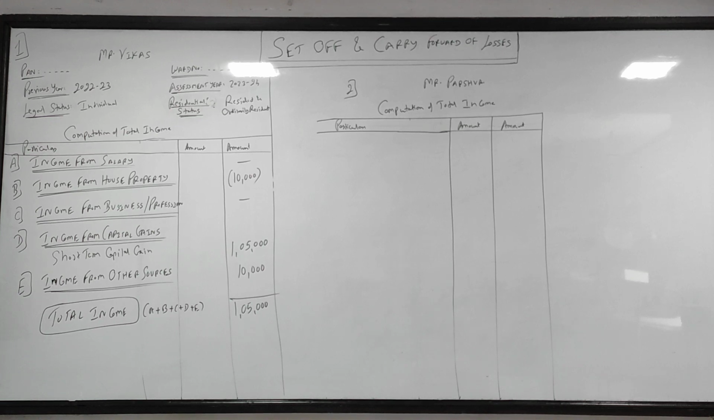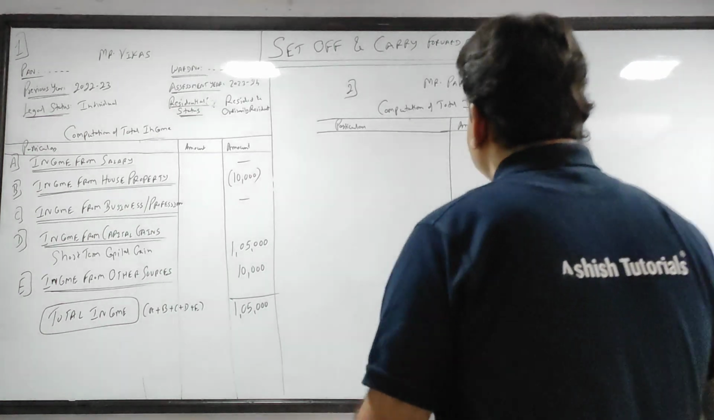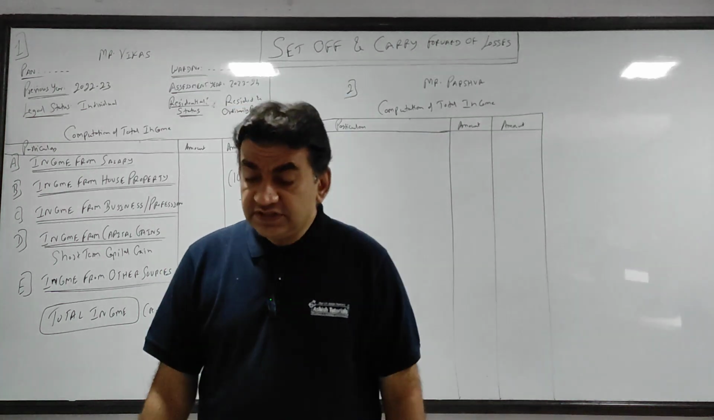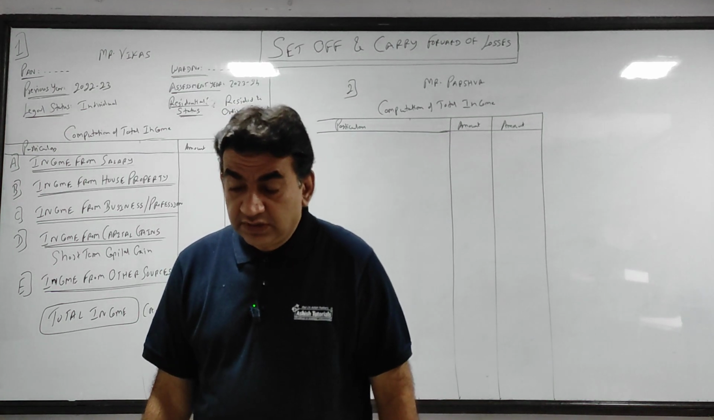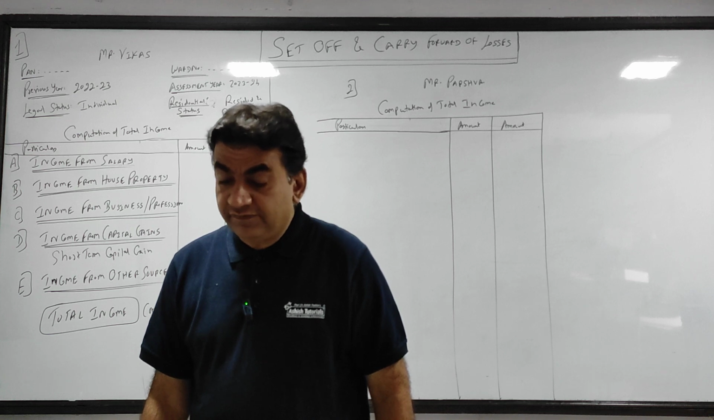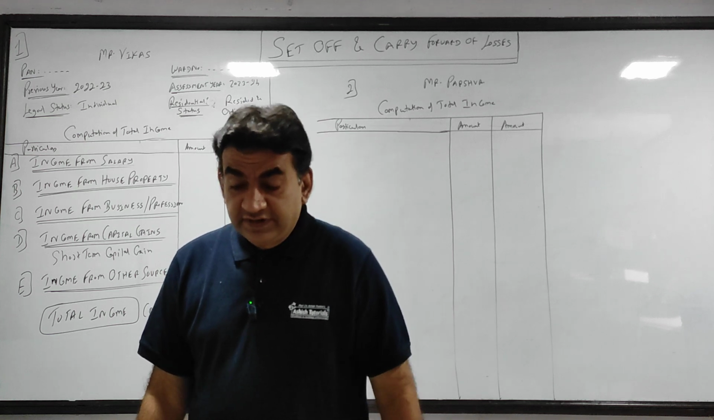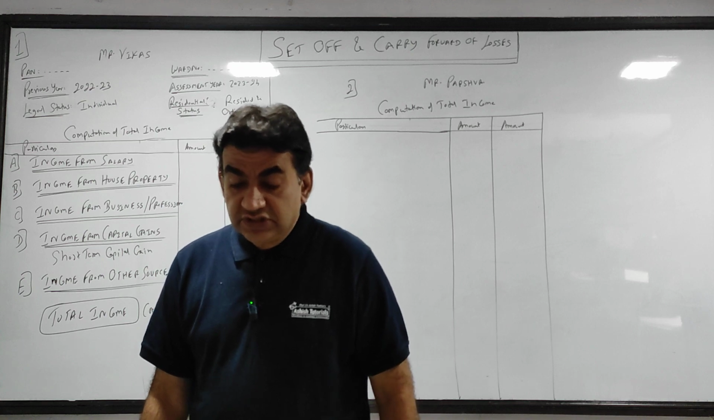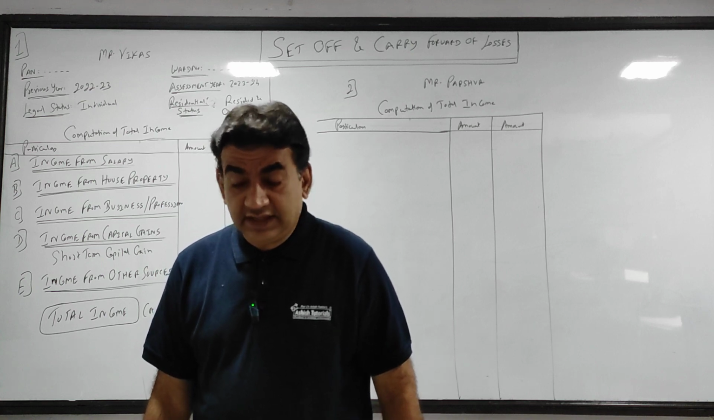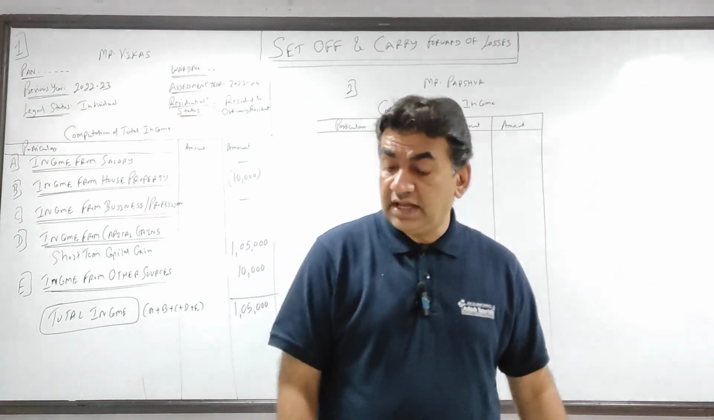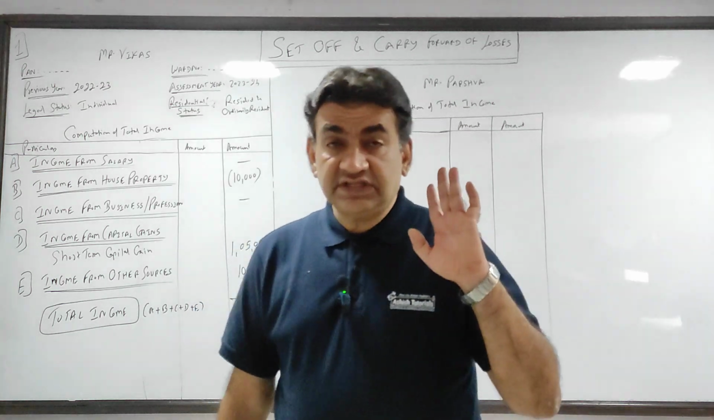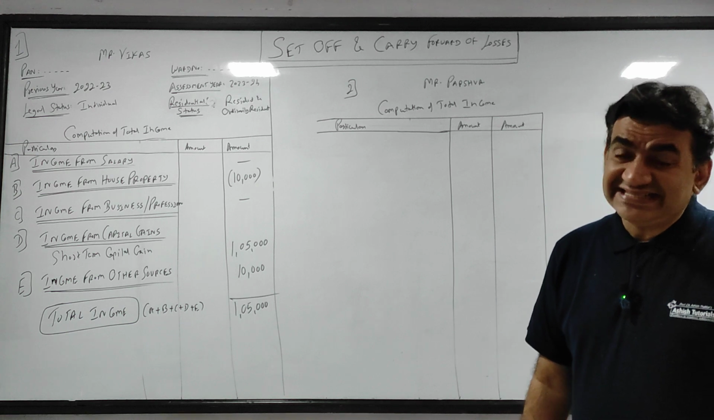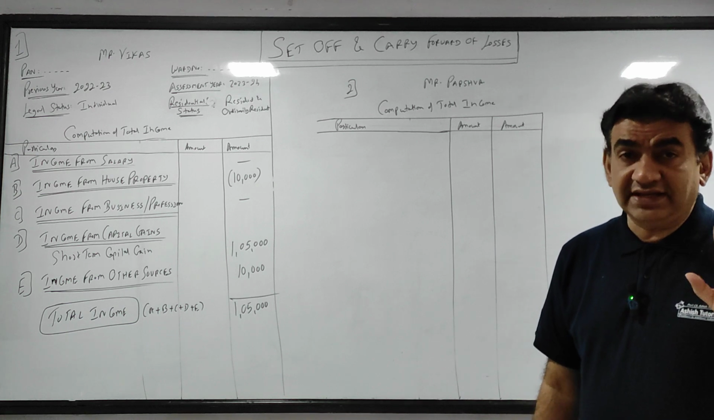Exactly the same way we will take the second question. So there is no need to change the angle of the camera. Let's see. From the following figures, you are required to compute the total income of Pashwa. They have given heads of income: salary, house property, capital gains, short term, long term, and other sources. Now see. First there is income from salary.